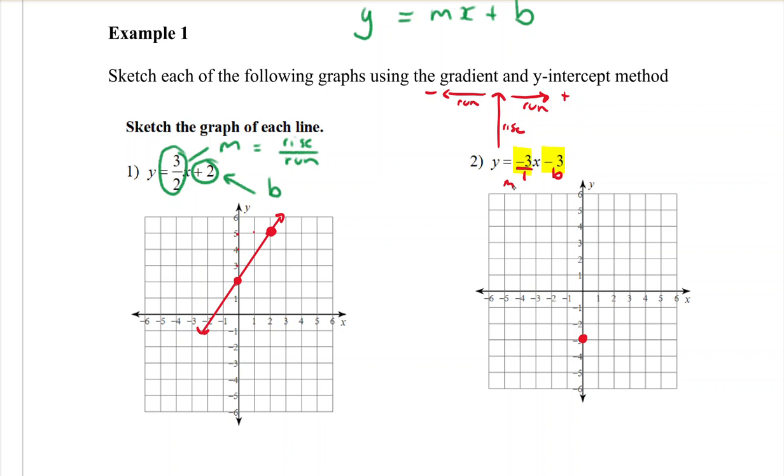But remember, positive means I go that way. This is a -3, which means I need to go to the left. So I need a dot right there. Rise 3, run 1 to the negative side.